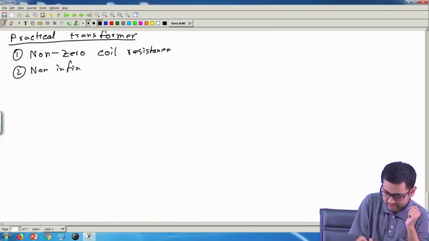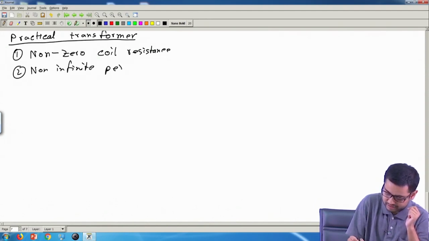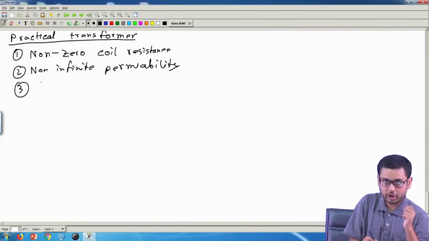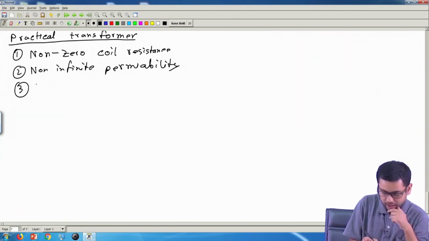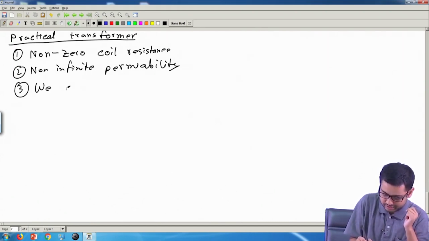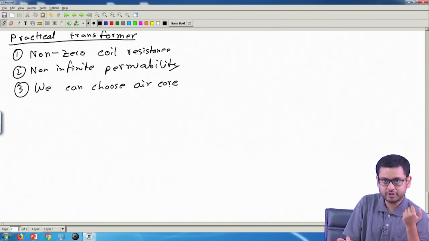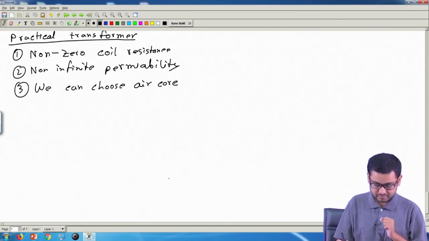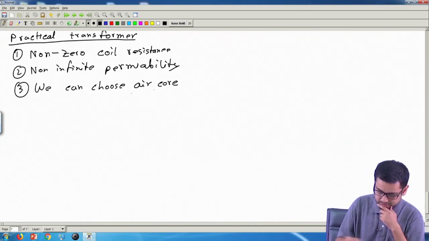non-infinite permeability of the core, and the core can be conductive. So for simplicity, we can choose an air core. So the conductivity problem is gone. So we can choose air core.